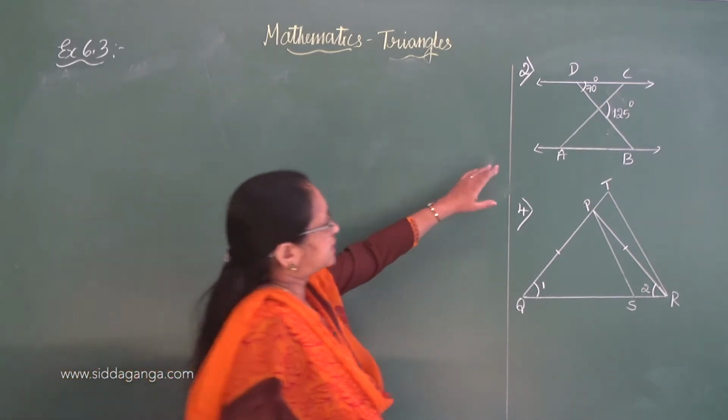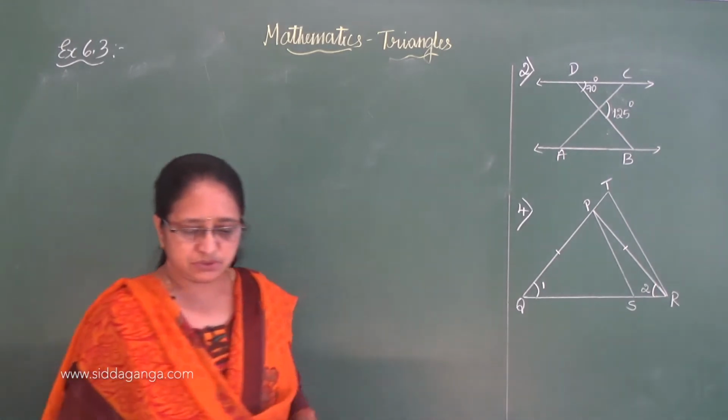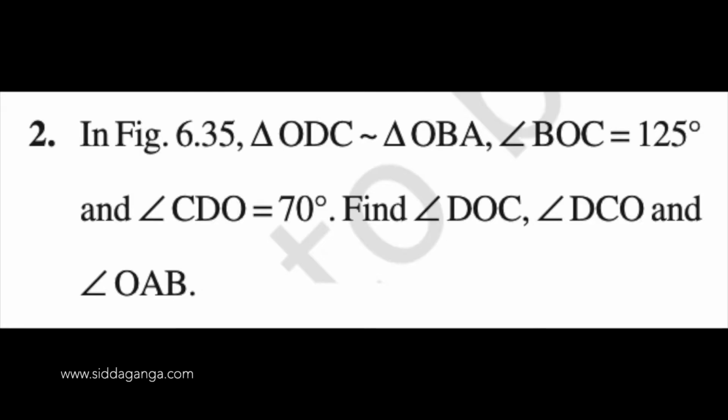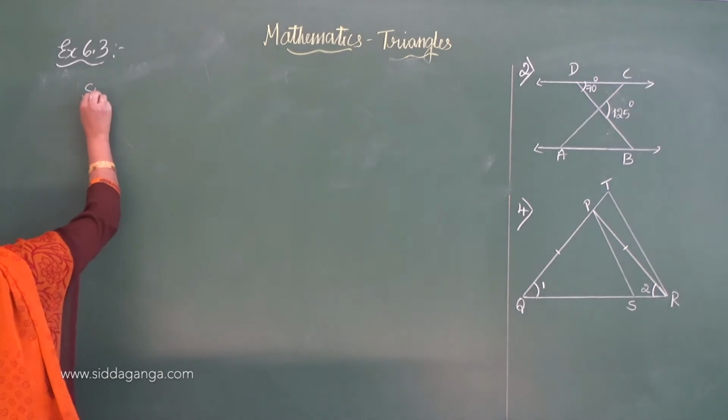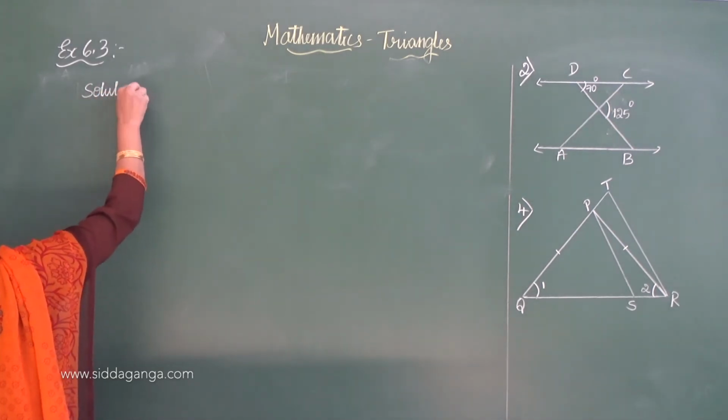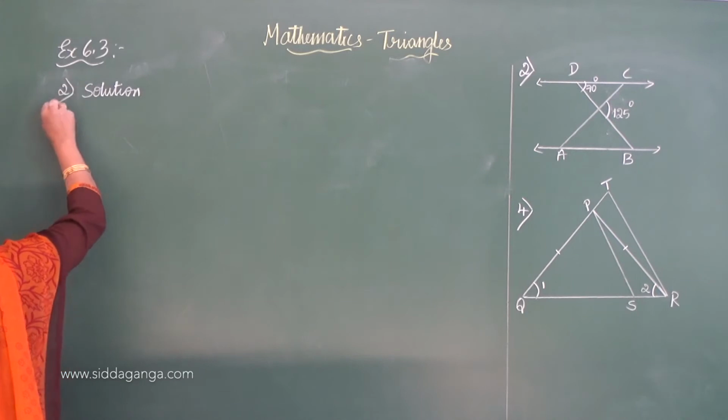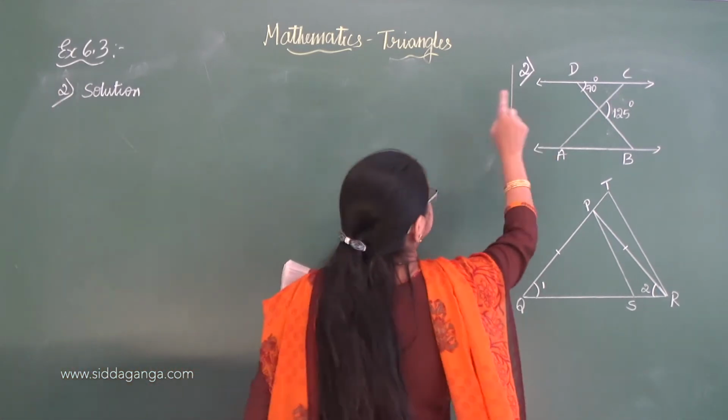Now let us move on. See, I have drawn the diagram for you. See here, second one. So I will read out the question. In the figure, triangle ODC is similar to triangle OBA, and angle BOC is equal to 125 and angle CDO is equal to 70 degree. Find angle DOC, angle DCO and angle OAB. So solution, second one, it's an easy problem. So diagram is here, please refer to this diagram.